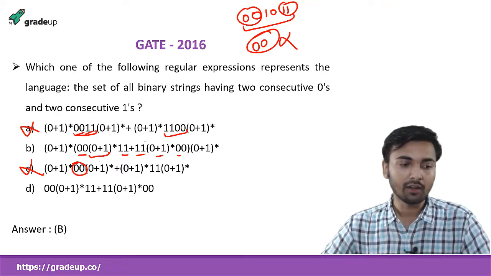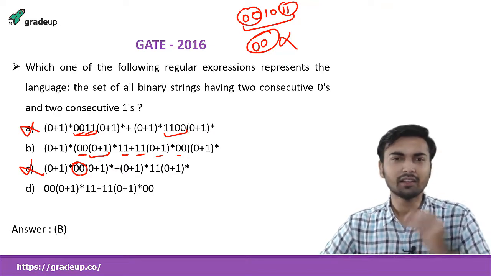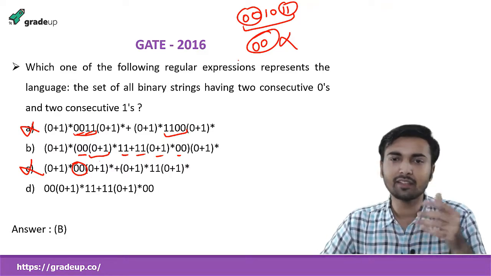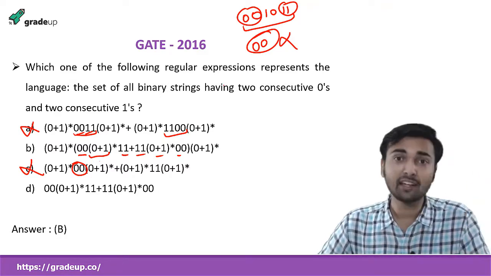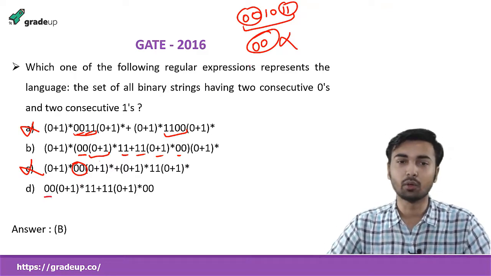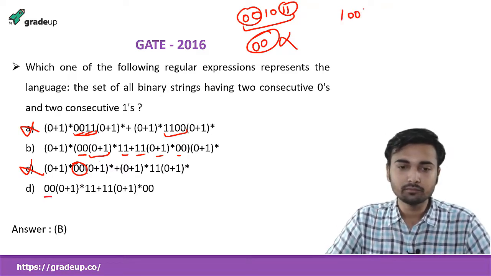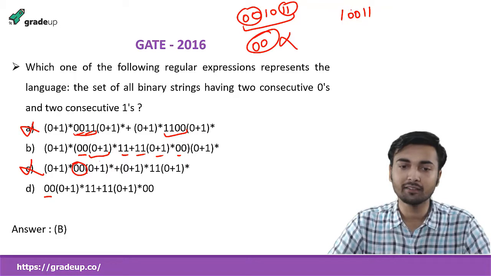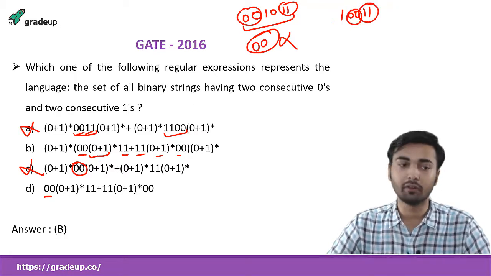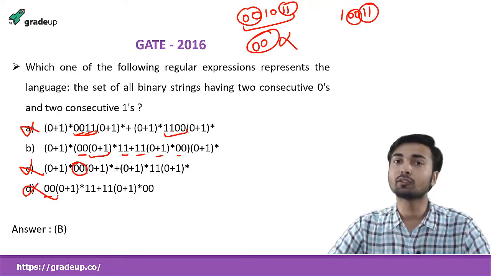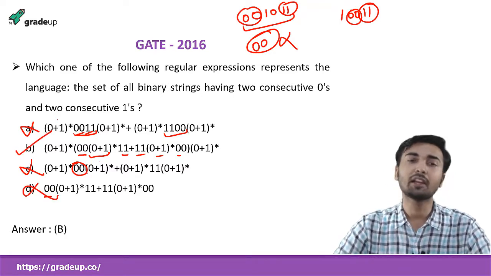Cleared? Now, next thing, option D. I am not generating these things blindly. I am looking at the option and then thinking. See here, it is saying starting with 00. This must be accepted or not? But here it is not accepted. Here it is 2 consecutive zeros, 2 consecutive ones, but it is not accepted in any of the cases. That's why option D is also incorrect. The right answer is option B.